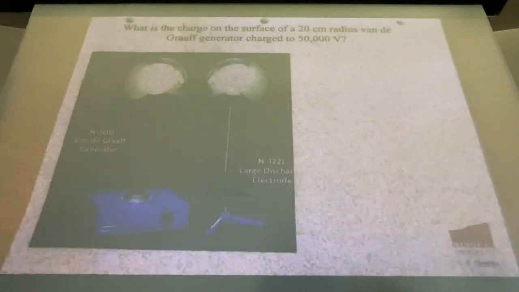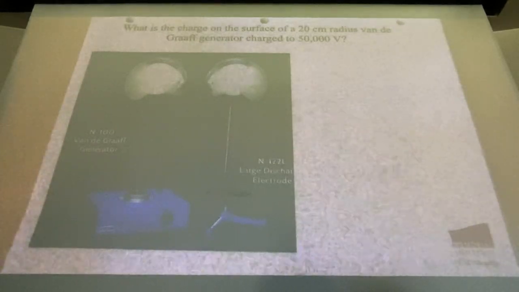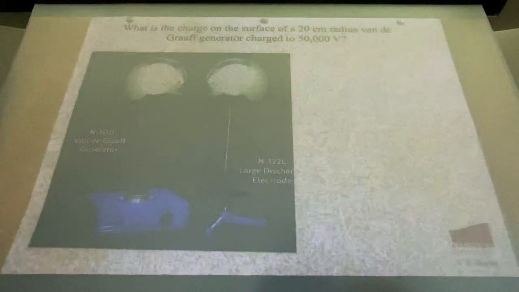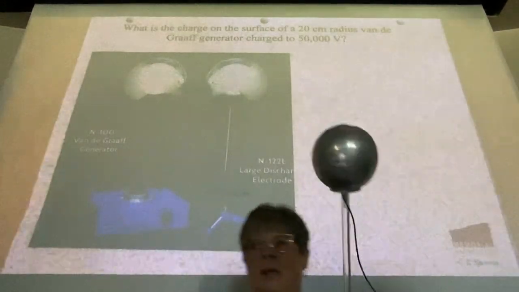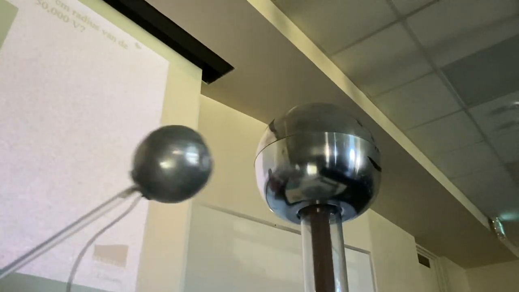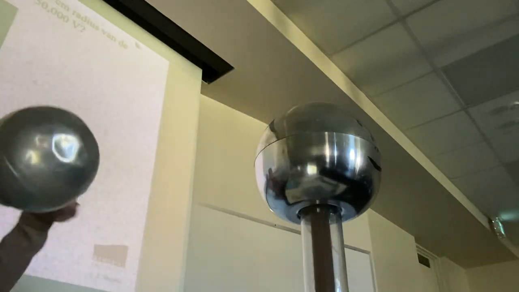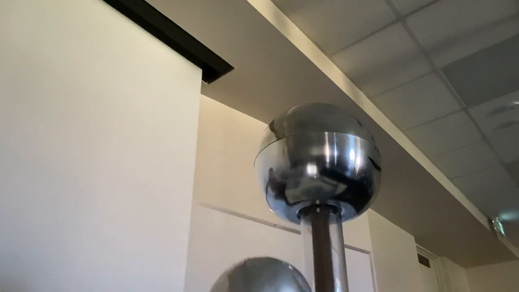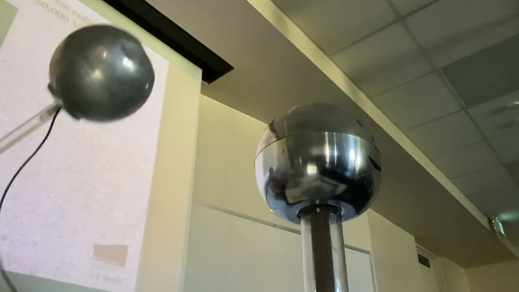And as that's getting charged, this one is staying at ground. So what we're seeing, I think you can probably hear it. Can you see the little spark that happens? This is kind of cool. The big sphere is getting charged, the little sphere is staying at ground, so there's a potential difference between the two things. If there's a potential difference, there's an electric field.